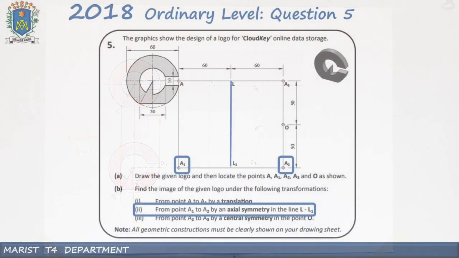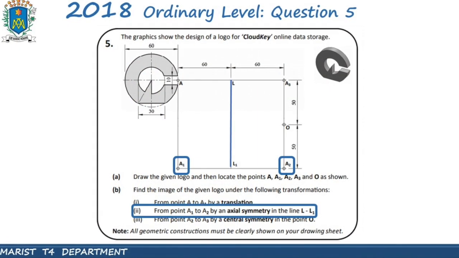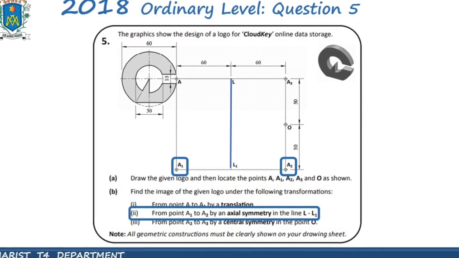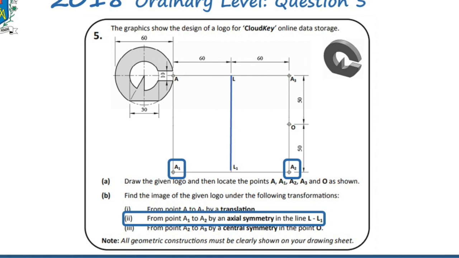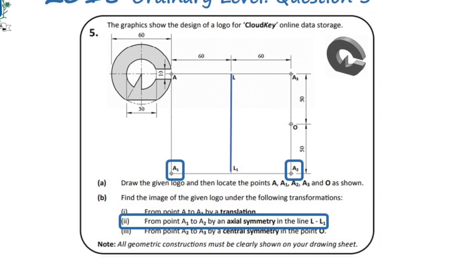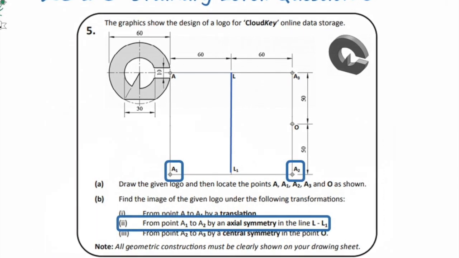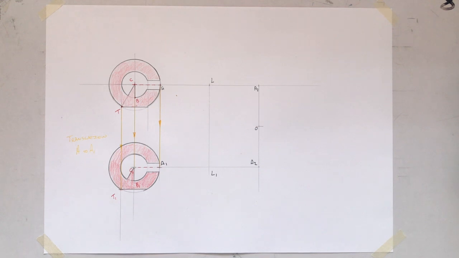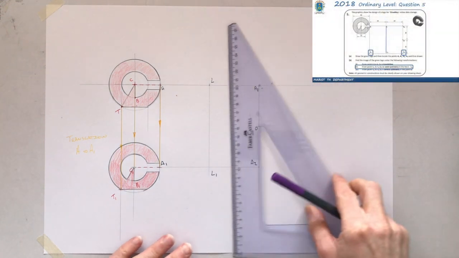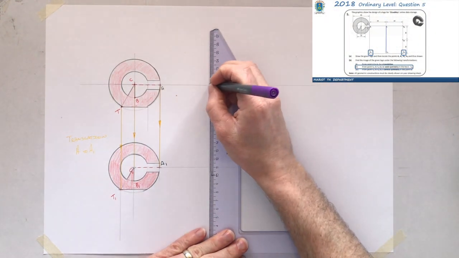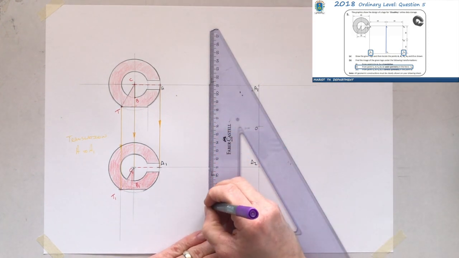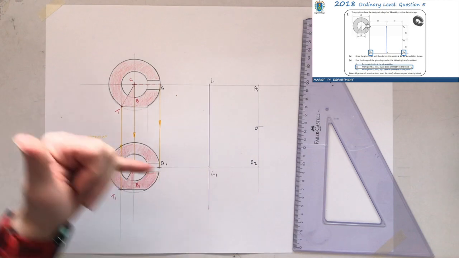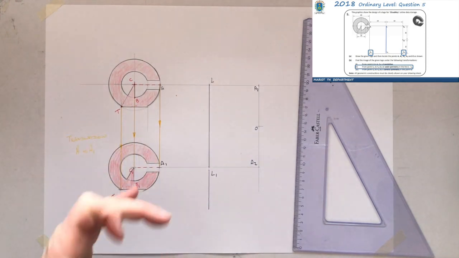So again, if we look closely at the question, our next part of the question is B part 2, which from A2 to A3 we have to do an axial symmetry through the line LL1. So our first job to do then is to find our axis line. So we were told from L to L1. So I'm going to join L to L1, okay? And I'm just going to extend it on as well, because the image is below point L as well, so we're going to need that.